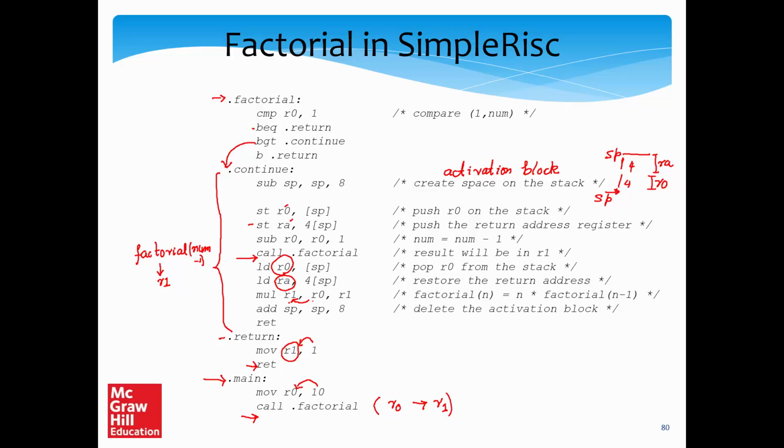Now since the result is in R1, let us get rid of our current activation block. So recall that we started the activation block by subtracting 8 from the stack pointer. Let us now delete the activation block by folding the stack pointer back. So what we do is we set the stack pointer's value back to its old value. So this is done by adding 8 to the stack pointer.